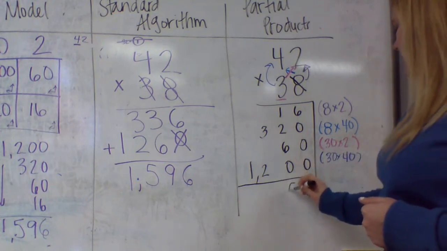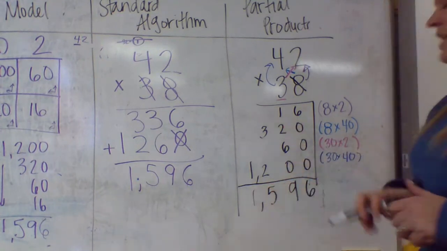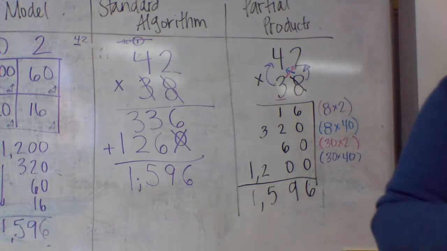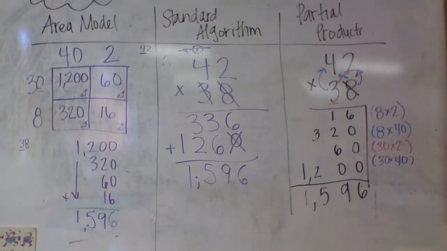3 plus 6 is 9. 3 plus 2 is 5. Bring down my 1. I got 1,596. So regardless what strategy you use, we're going to get the same product.